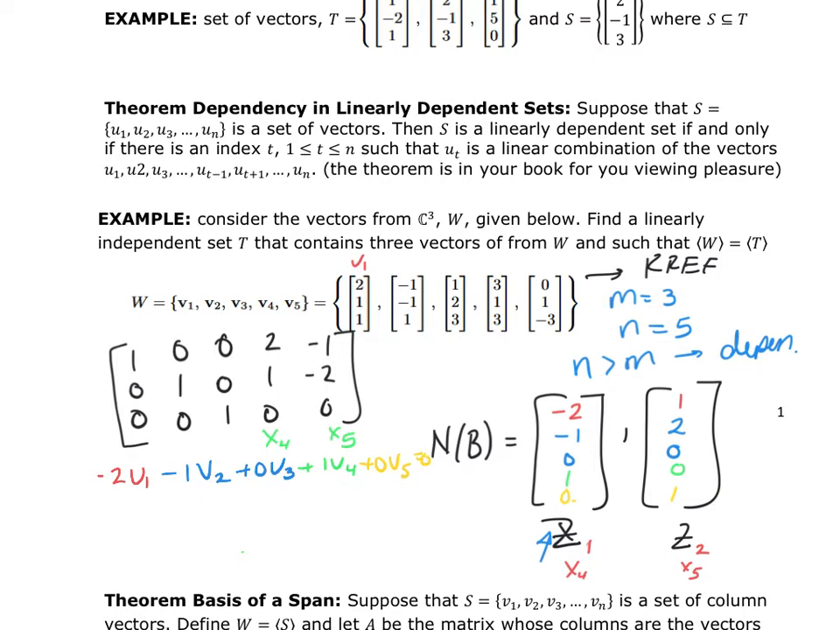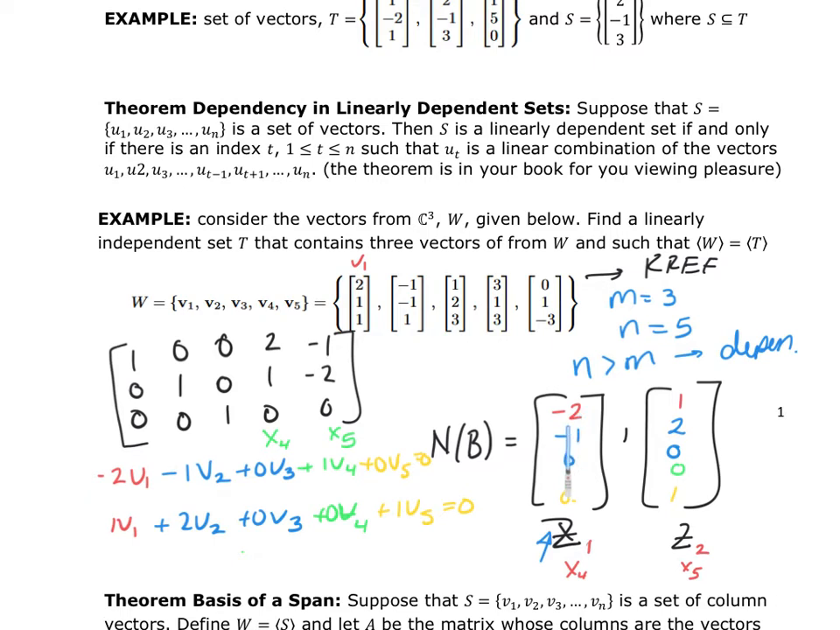So now I'm going to use the second vector here. So I have 1 V1 plus 2 V2 plus 0 V3 plus 0 V4, and then plus 1 V5 is equal to 0.